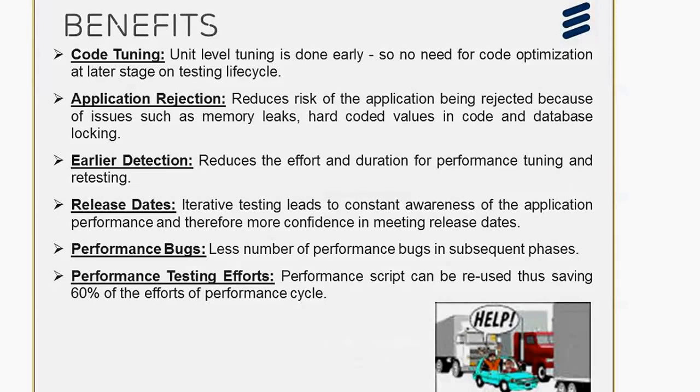Application rejection is highly reduced, because of, say, any hard-coded values in the code, any database locking, or any memory leaks. Very important criteria. As in waterfall, you cannot detect any performance issues or performance bottlenecks at an earlier phase. But in agile, you are reducing the effort and duration for performance tuning and retesting, because you're doing it iteratively, every time.